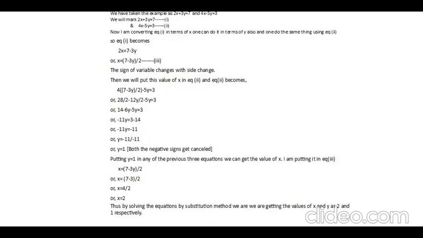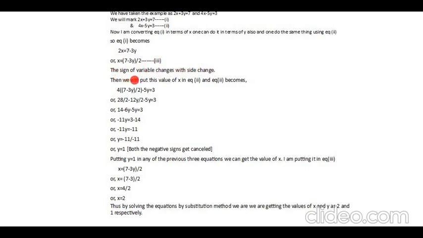Thus, from equation 1, we will get our x as (7 minus 3y) whole divided by 2. We will mark it as equation 3. The sign of a variable changes with side change. We need to keep this thing in our mind.